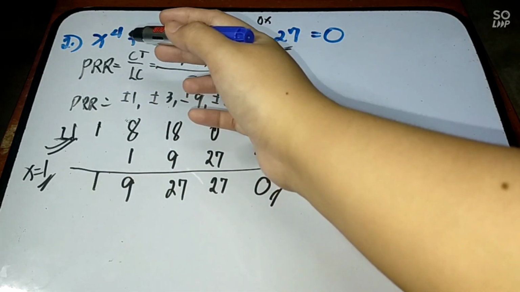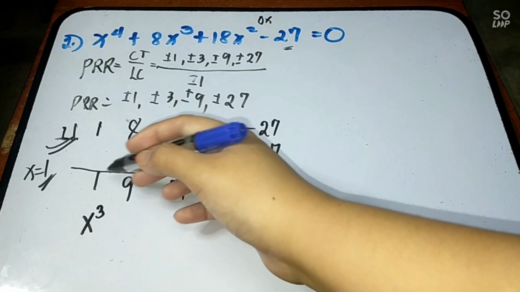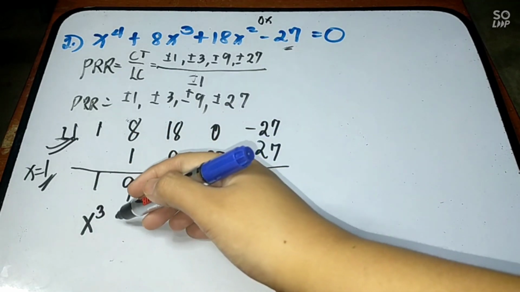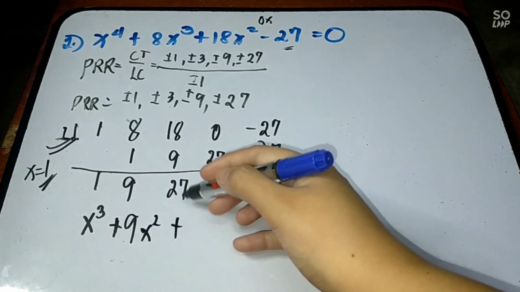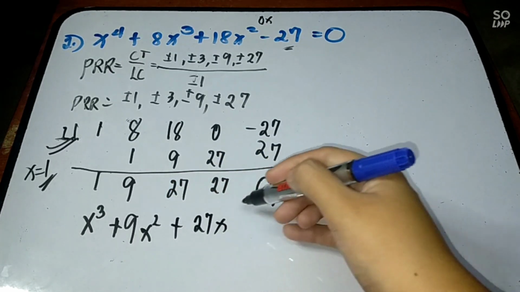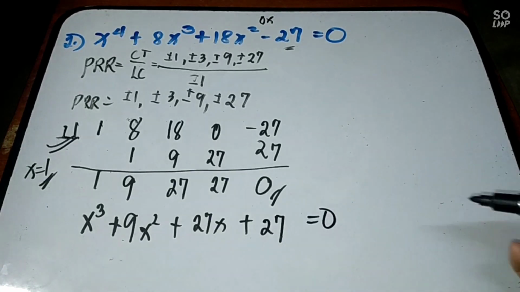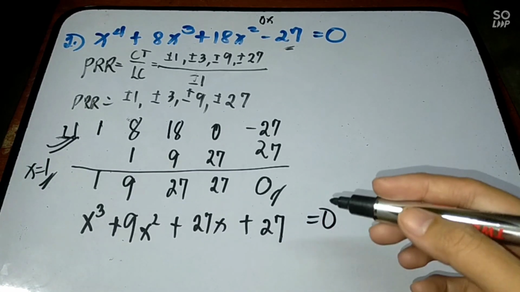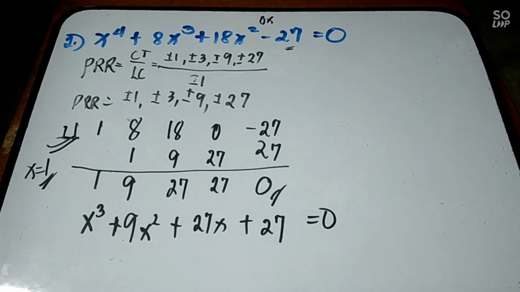So, since x raised to 4 yung una, so ito, x cubed na lang. So, 1x cubed. So, this would be your numerical coefficient. Plus 9x squared plus 27x, then plus 27 equals to 0. So, this is your new polynomial equation. So, tatlo na lang yung kukuhanin natin.